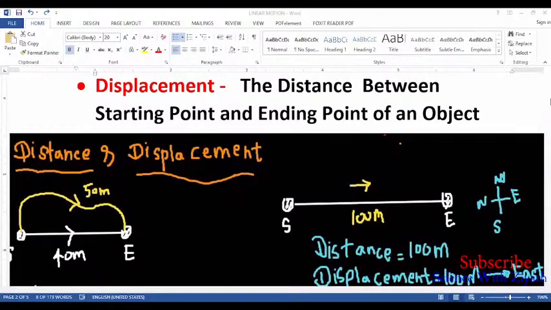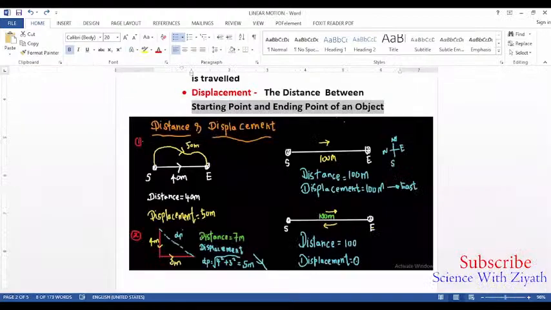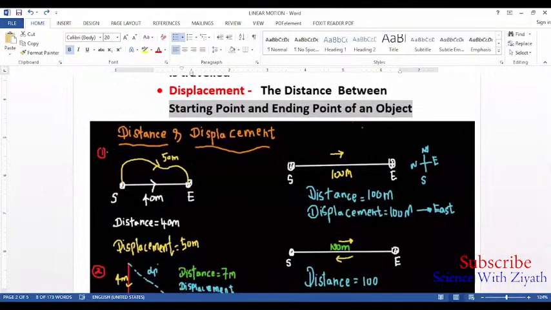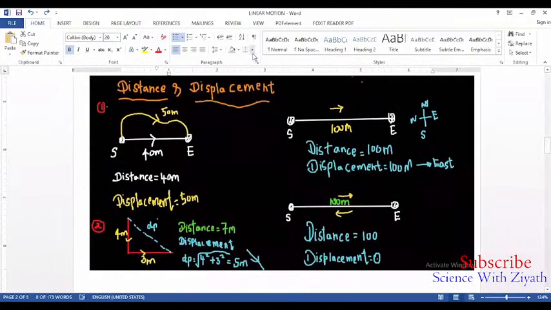If you look at this picture, which I have added here for you to understand the basic idea of distance and displacement, for ease I have already drawn it here. An object starts from this point and ends at this point, but this guy is traveling through this path. He is traveling along this path of 50 meters, and this is the starting point and this is the ending point.